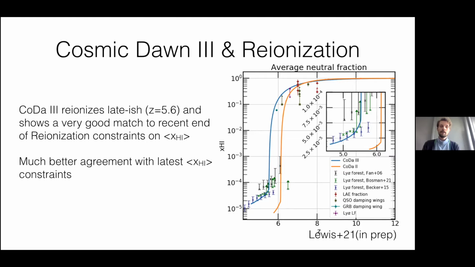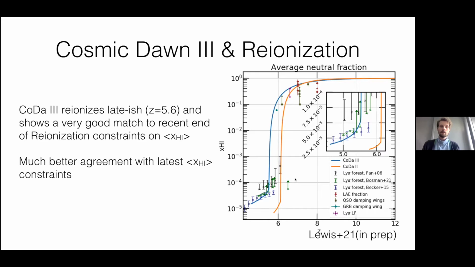But moreover, this kind of foot here of the average neutral fraction curve is in very close agreement with the latest and updated constraints on the average neutral fraction, which is a dramatic improvement to where we were with the first simulation. So not only have we changed our picture, but it seems that observers have as well.